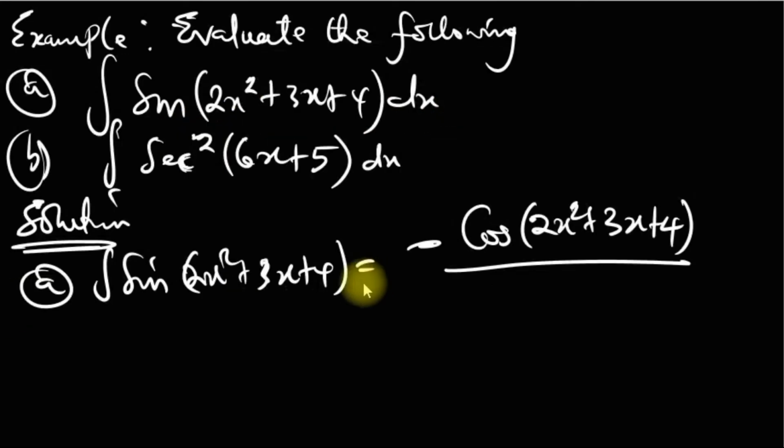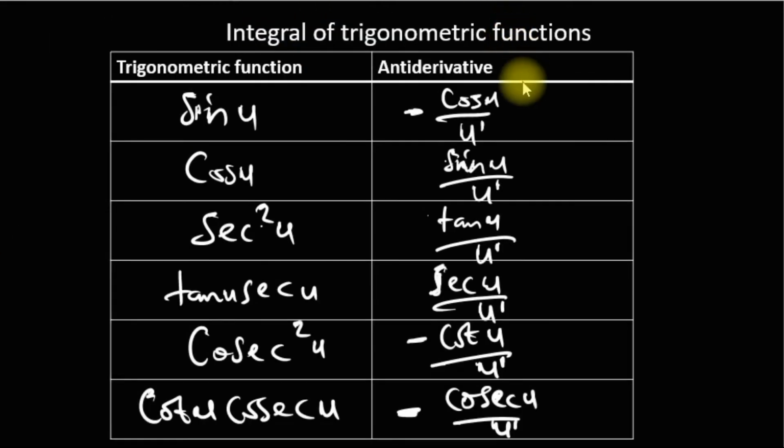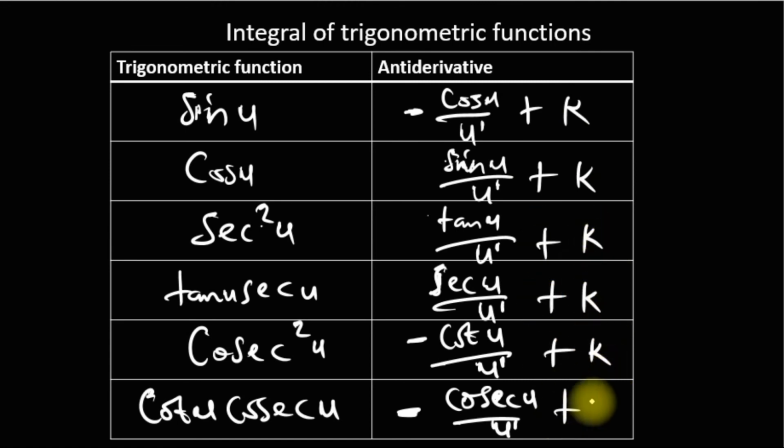So if you differentiate this, it is 4x plus 3. Remember, plus constant. Always put plus constant, because this is an indefinite integral. So that's it. In the table we need to add plus constant.